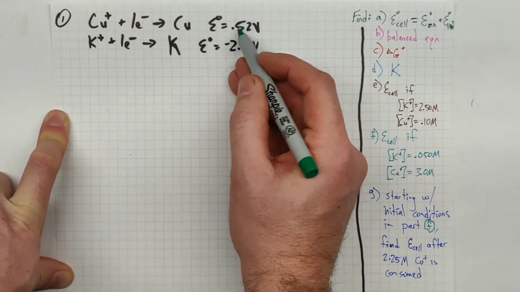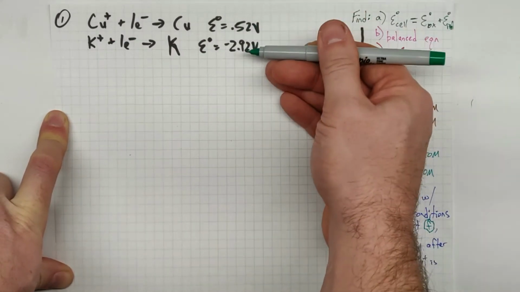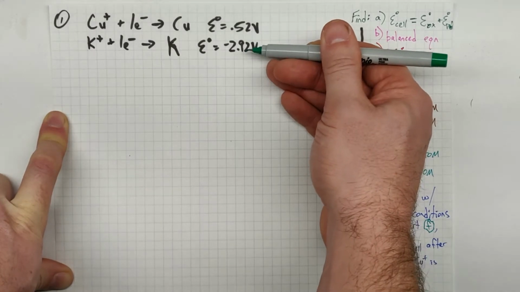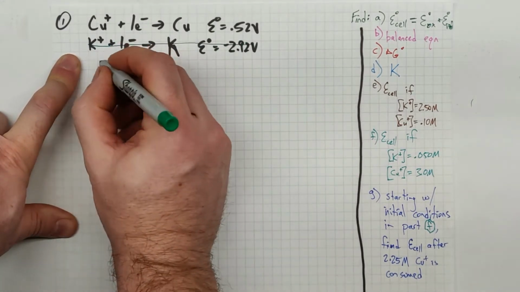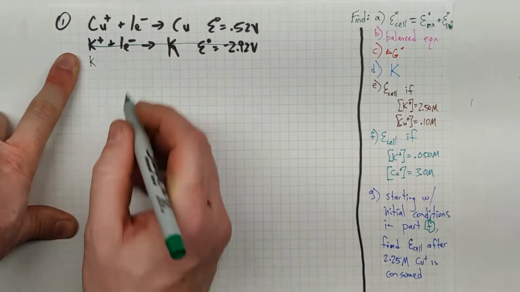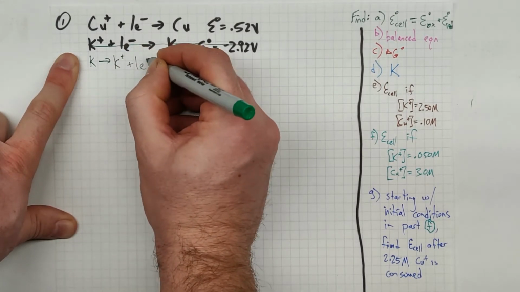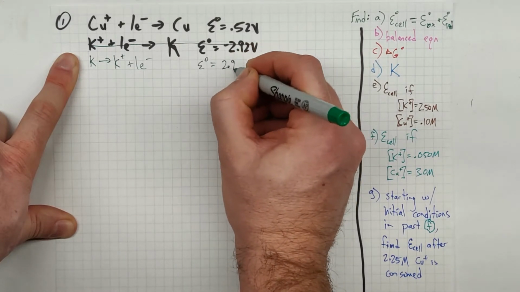So I could flip this equation so that becomes an oxidation. I'd have negative 0.52 and negative 2.92, which would give me a negative 3.44. That's no good. So I'm going to have to flip this equation. And I think it's kind of important to show that so we don't get confused later. So we're going to have potassium turning into potassium ions and 1 electron, and as a result of flipping that, our E standard becomes 2.92 volts.